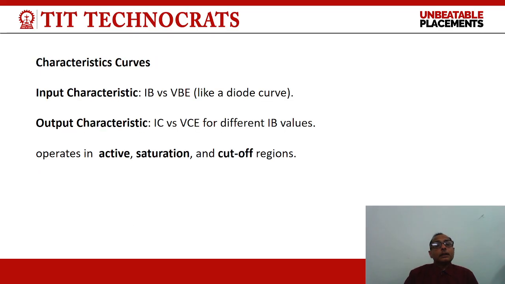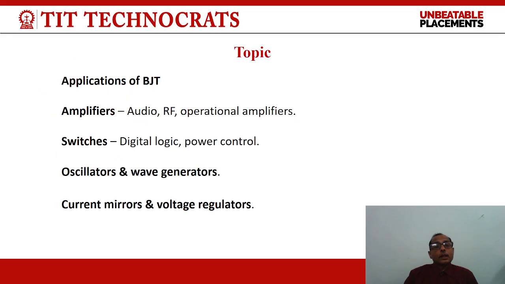The main characteristics are input characteristics between base current and base emitter voltage like a diode curve, and output characteristics between collector current and collector emitter voltage for different IB values. Basically, the operation is in active, saturation and cutoff regions.